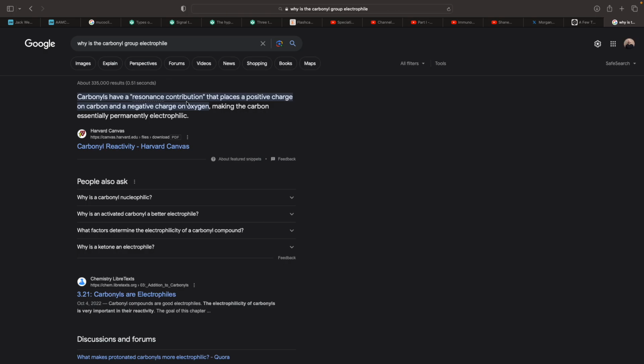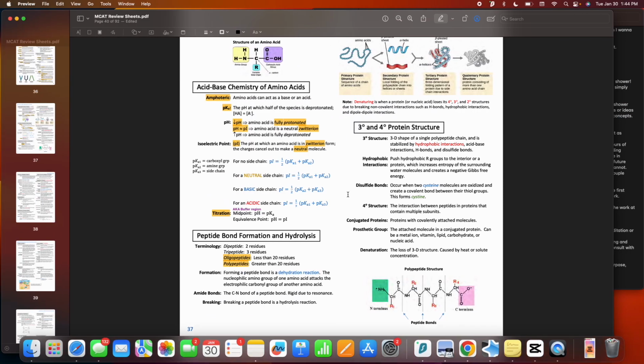Carbonyls have a resonance contribution that places a positive charge on carbon and a negative charge on oxygen, making the carbon essentially permanently electrophilic. Because it's positive, that carbon is completely electrophilic. It likes electrons. Opposites attract, right? So nucleophilic amino, electrophilic carbonyl.